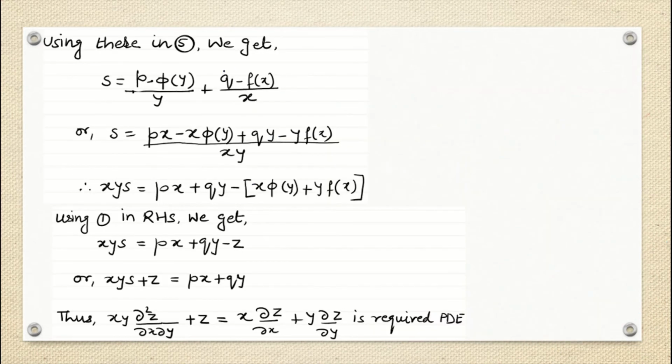Okay. So here we have got the partial differential equation, fine. And what we have written here, instead of s, we have written del 2z by del x del y. Instead of p, this is del by del x of z. Instead of q, this is del by del y of z. Fine, so this is the required partial differential equation.